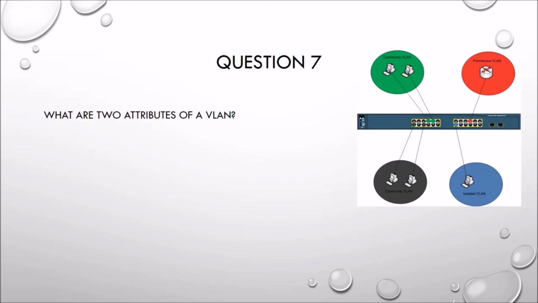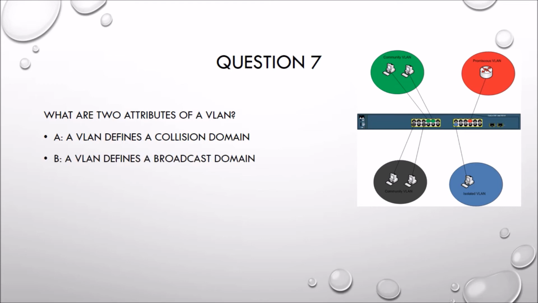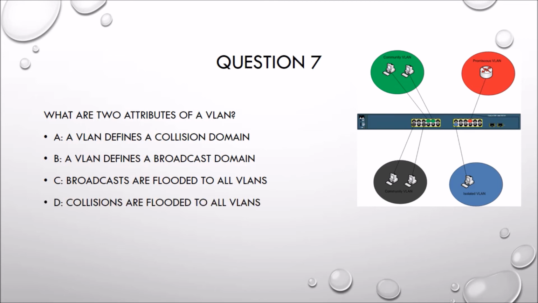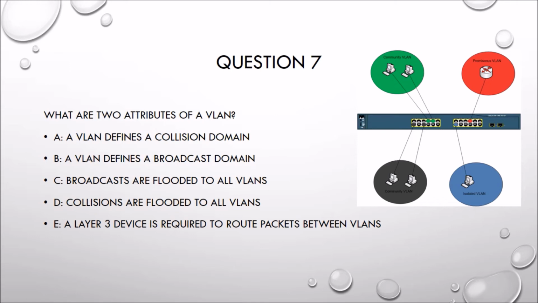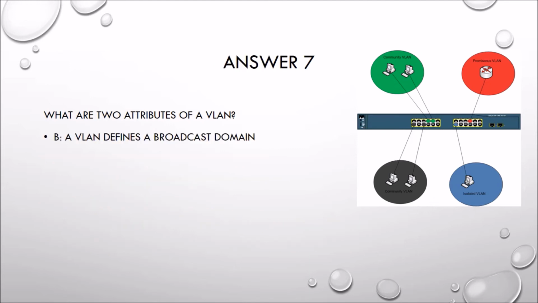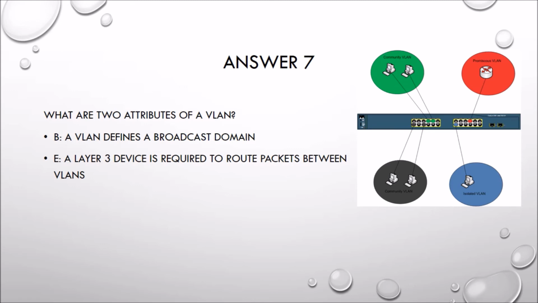Question 7. What are 2 attributes of a VLAN? A, defines a collision domain. B, defines a broadcast domain. C, broadcasts are flooded to all VLANs. D, collisions are flooded to all VLANs. E, a layer 3 device is required to route packets between VLANs. And or F, a layer 2 device is required to route packets between VLANs. And the answers are B and E. A VLAN does define a broadcast domain, and in order to communicate from VLAN to VLAN, you're going to need a layer 3 device to bridge that communication.